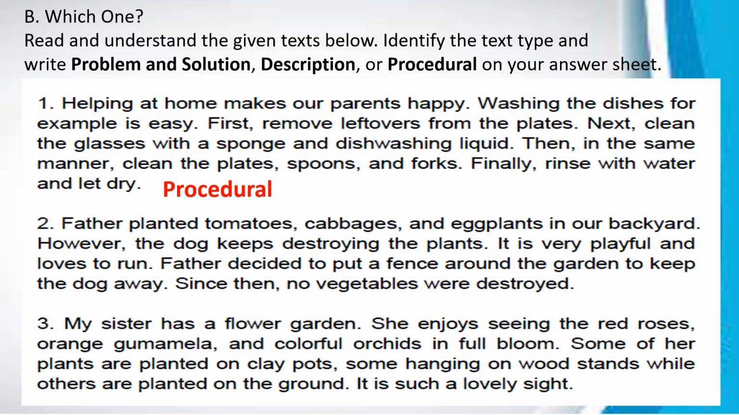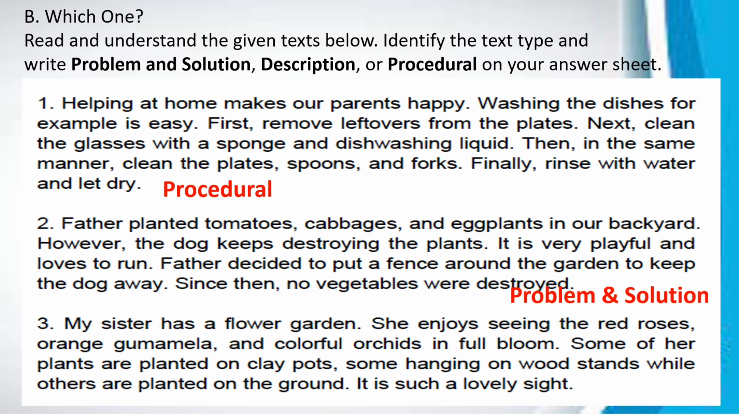Number 2. Father planted tomatoes, cabbages, and eggplants in our backyard. However, the dog keeps destroying the plants. It is very playful and loves to run. Father decided to put a fence around the garden to keep the dog away. Since then, no vegetables were destroyed. Correct, it's problem and solution. It solves the problem of the father.